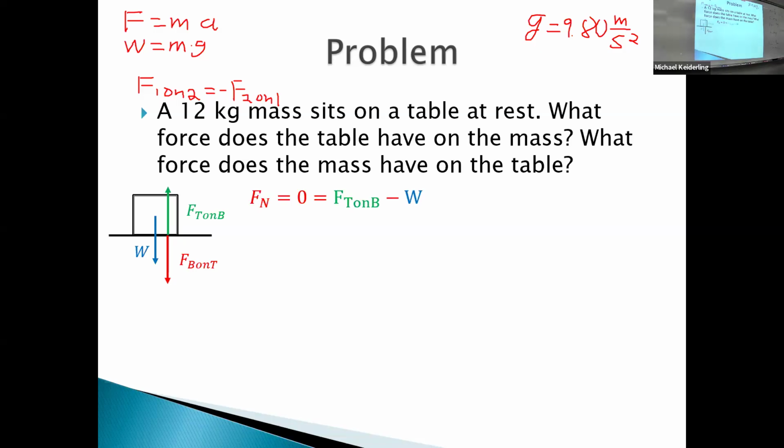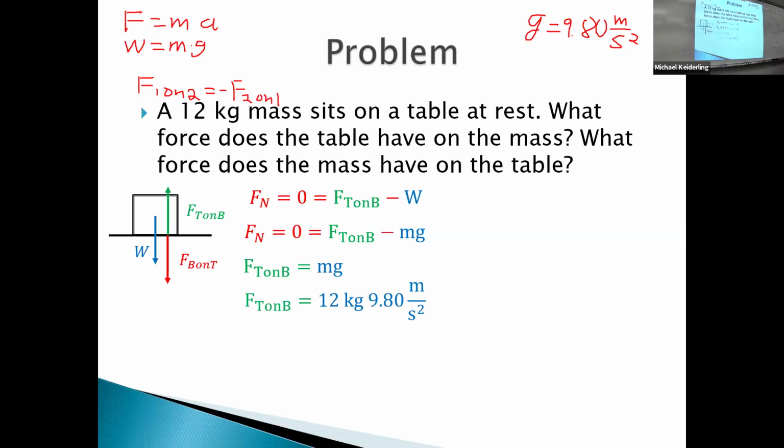So the net force on the box is 0. So the force of the table on the box minus the box's weight equals 0. The weight is mg. The force of the table on the box minus mg equals 0. So the force of the table on the box is mg. So that's 12 kilograms times 9.8 meters per second squared. It's 117.6 newtons. So the force of the table on the box, rounded to the appropriate number of significant figures, is 12 newtons. I'm sorry, 120 newtons, because this only has 2 significant figures.